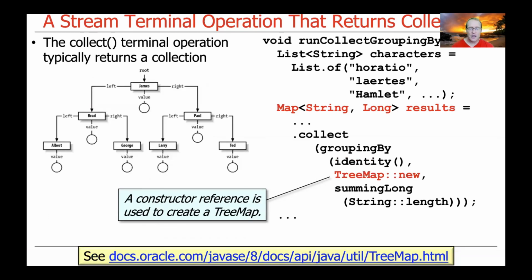The second parameter that's given to grouping by is a constructor reference to make the desired type of map. So in this case, we're going to make a tree map as opposed to, say, a hash map. And the main difference between a tree map and a hash map is that a hash map isn't sorted, whereas a tree map will be sorted. It'll be ordered by definition. So it's basically implementing the map as a balanced binary tree, as you see here in the diagram.